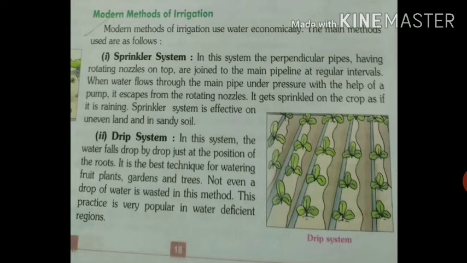Drip irrigation system has the following advantages. So let's see what the advantages of drip irrigation system are. Number one, drip system provides water to plants drop by drop. So water is not wasted at all. So really it is a very beneficial way. Number two, drip system minimizes the use of water in agriculture. So drip system of irrigation is very useful in those regions where the availability of water is poor. So now, this is about irrigation.